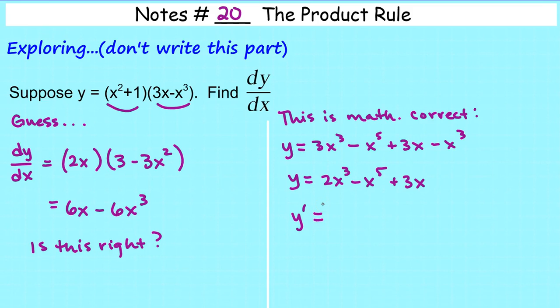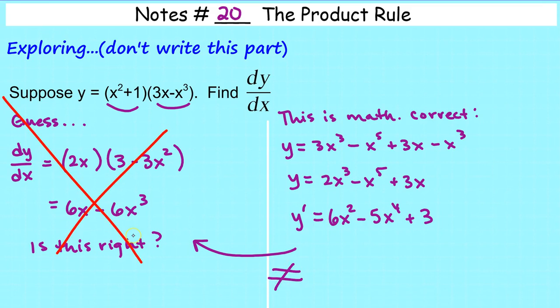So the derivative y prime would be, let's take the derivative of the first term, and that would be 6x squared, minus the derivative of the second term would be 5x to the fourth, plus the derivative of the third term would be 3. And clearly that is not equal to the other one, so the first way must not have been right. So apparently you cannot find a derivative by just multiplying the derivatives of two products.